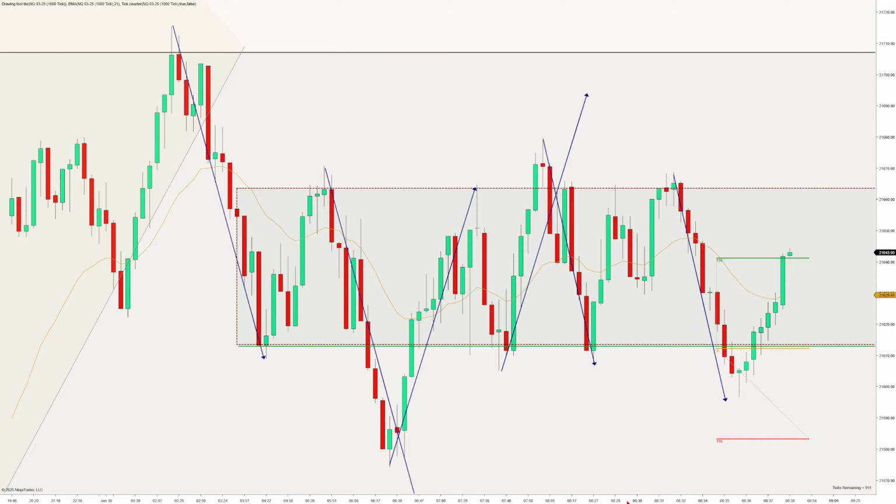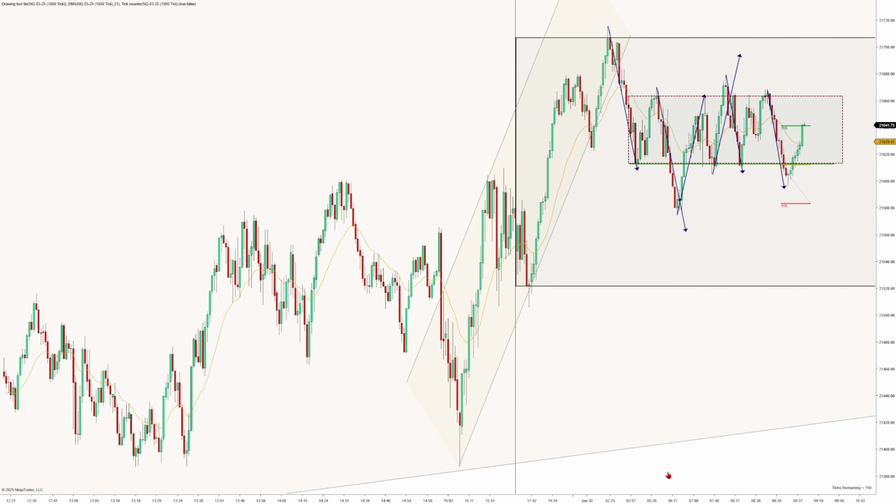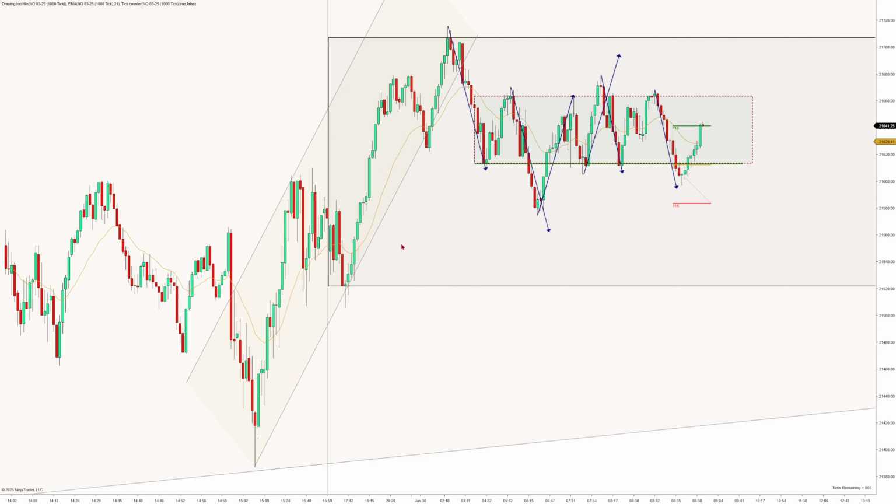Alright, and we are out of that. That was a very quick trade. So overall, just to explain more of the price action, so everyone can see what's going on.